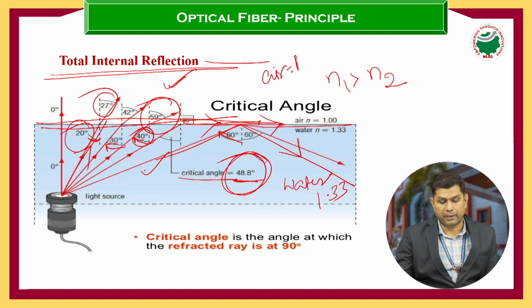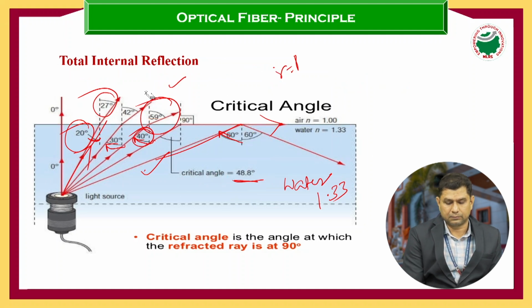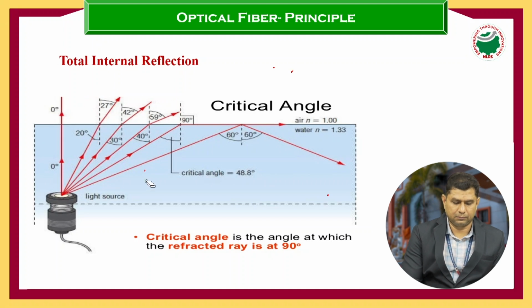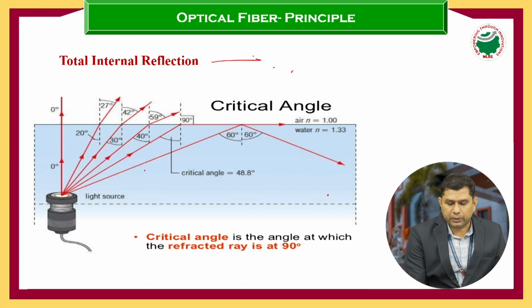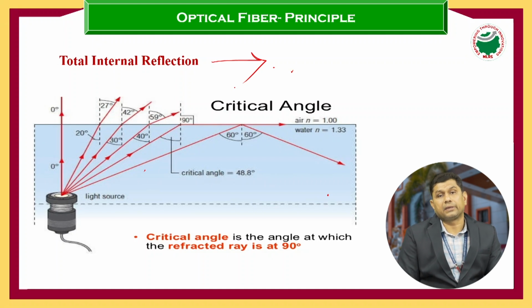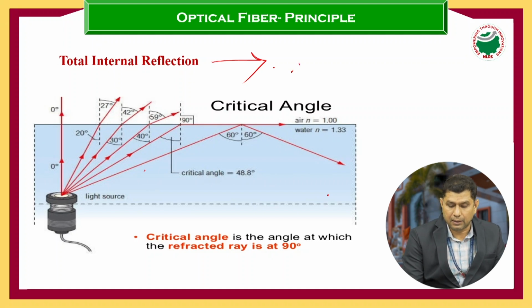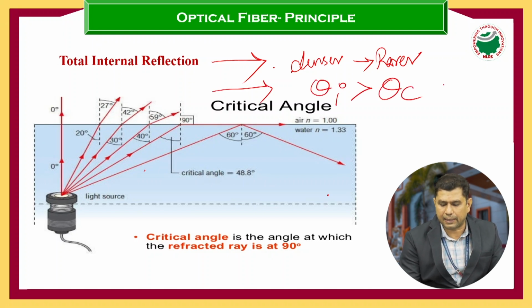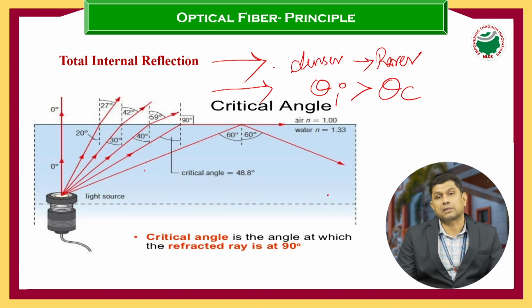One thing you should remember here: in order to get total internal reflection, two conditions should be satisfied. Condition number one, light must travel from denser medium to rarer medium. Condition number two, the angle of incidence must be greater than the critical angle. These two conditions must be satisfied to get total internal reflection. This is the basic principle of the optical fiber.